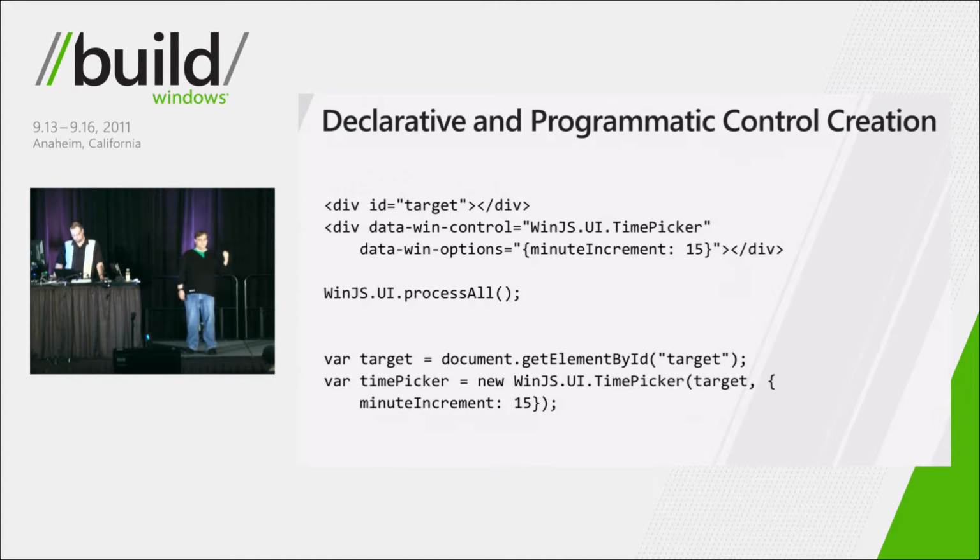Now, the other part on this slide is at the bottom. We did not show this in the demo in the interest of time. That is the programmatic model. You can, once you have the element, just call new control name, pass it the element and the options record, and so if you want to do that in code, you can do that as well. It is all fully supported and fairly straightforward. And in fact, all WinJS.UI.processAll is doing is calling new with control.